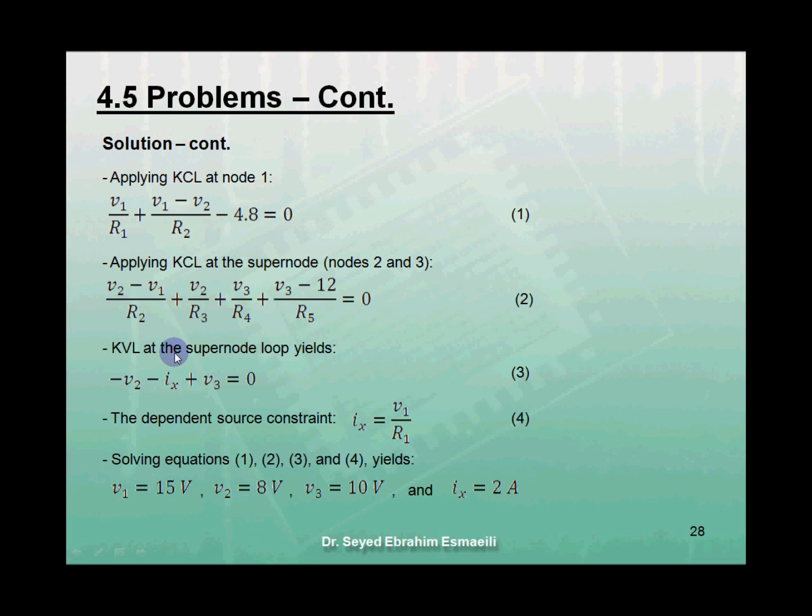Applying KVL at the supernode loop yields minus V2 minus Ix plus V3 equals 0. And finally, the constraint of the dependent source is given by Ix equals V1 over R1. Solving these four equations for the four unknowns yields V1 equals 15 volts, V2 equals 8 volts, V3 equals 10 volts, and Ix equals 2 amps.